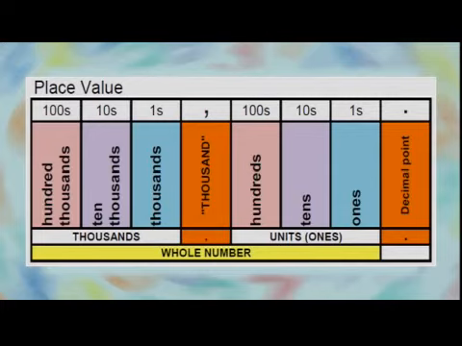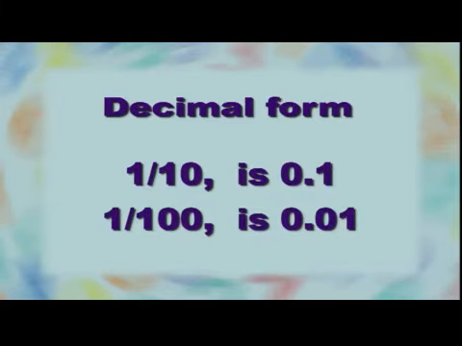When you go to the left of the decimal point, you begin with the units. When you go further to the left, we know what tens and hundreds mean. But what about tenths and hundredths? A tenth means 1/10, or 1 by 10. In decimal form, we may write it as 0.1. Notice the position of the 1. It is in the tenths place. Hundredth means 1/100, or 1 by 100. In decimal form, we can write it as 0.01.